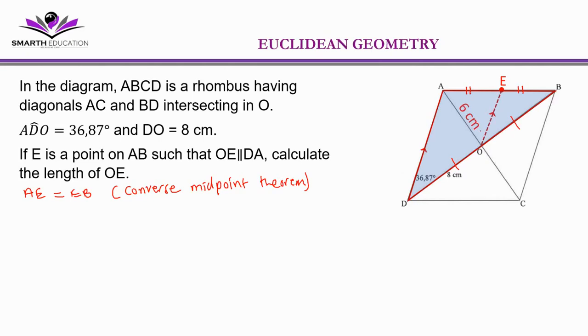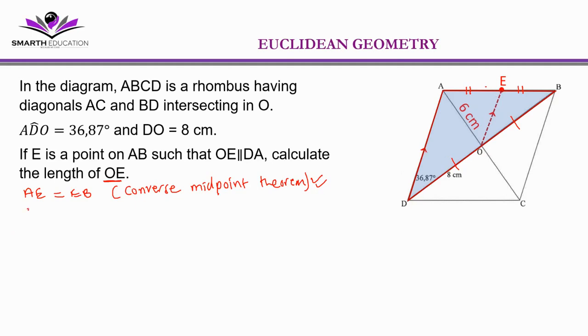Let me just say the converse of the midpoint theorem again. The line drawn from the midpoint of one side of a triangle parallel to another side bisects the third side. It means AE is equal to EB. We need to find the length of OE. If AE is equal to EB, so it means E is also the midpoint of AB. We can use the midpoint theorem now.